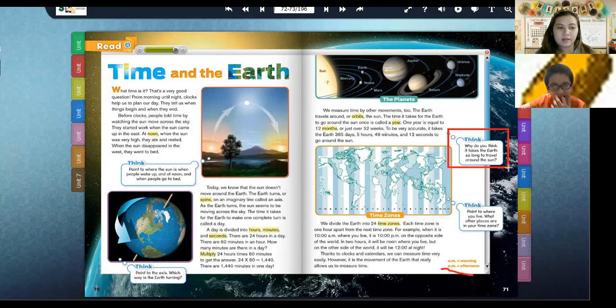Okay, that's correct. It's because the sun is so big. And remember, take note, the earth just orbits slowly. It doesn't move very fast. That's why it takes the Earth so long to travel around the sun. And when the Earth travels around the sun completely, that is what we call a year. That's 12 months. Okay, is it clear or do you have a question?